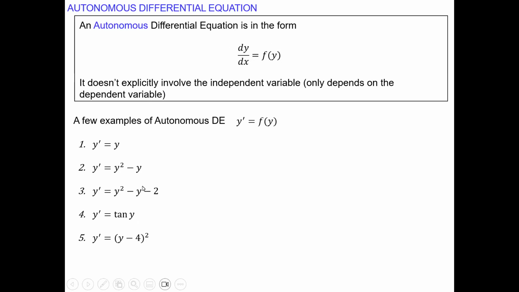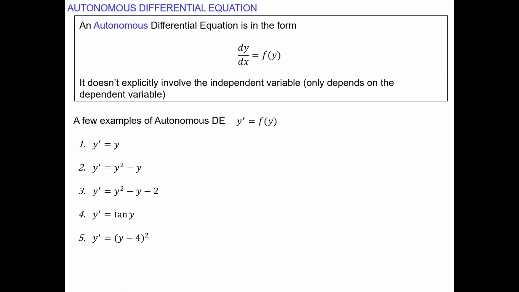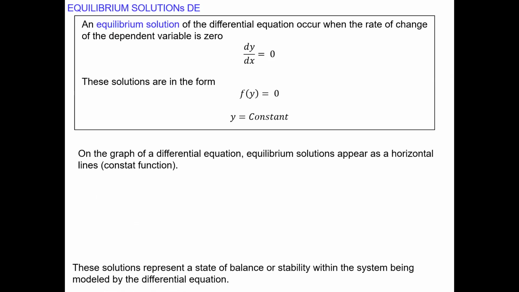And these are some examples, and we may notice only y prime, which is of course dy/dx, equals y squared, y squared minus y minus 2, tangent y, and (y minus 4) squared. Okay, that's the examples. Now what we have to do is look at a certain solution of the autonomous differential equation, and this is the equilibrium solution. Let's see what equilibrium solution means.